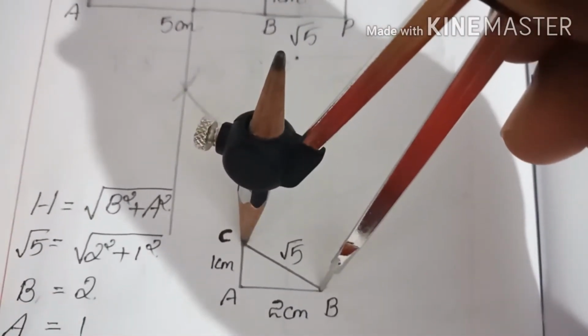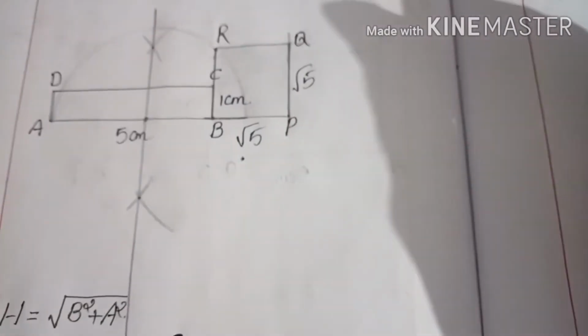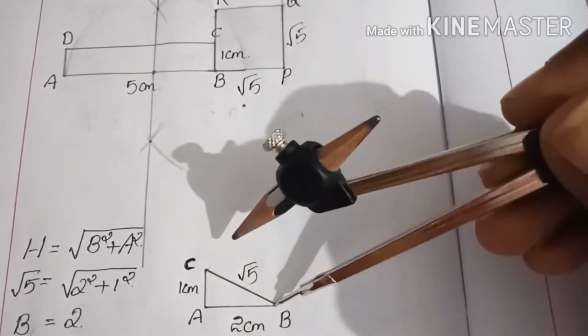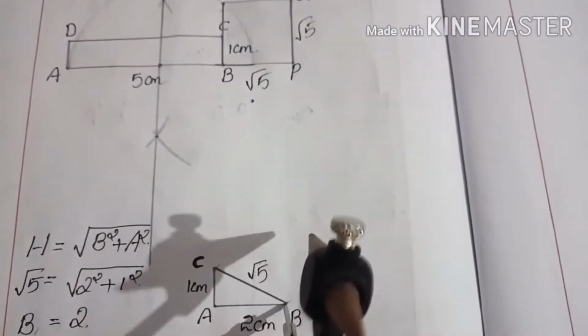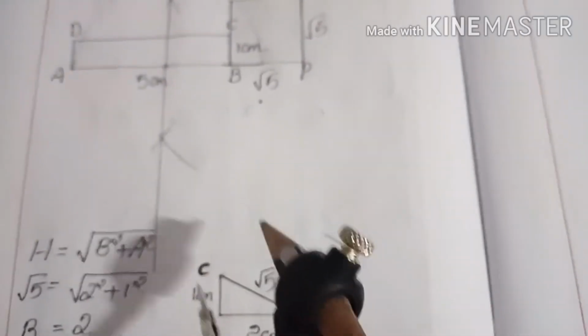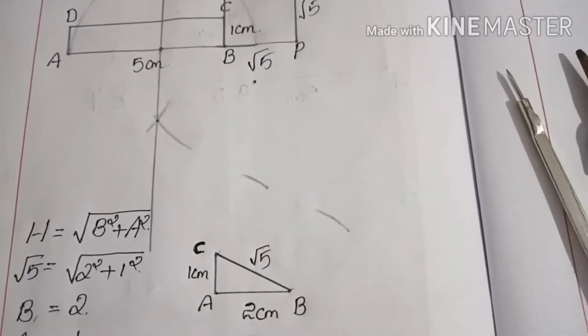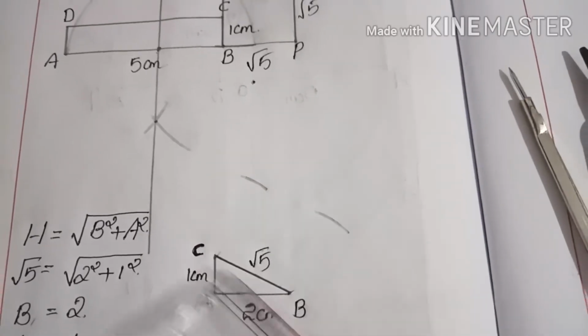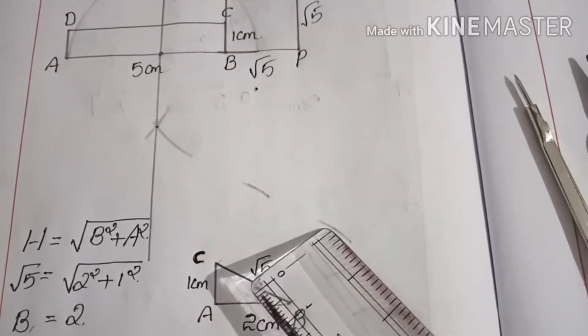So measure this root 5 in compass. You can check here also, you will get the same root 5. Now in these two sides, first draw arc like this. Then using protractor, measure 90 degree from B point and measure 90 degree from C point. Then you will get one straight line here. Then by joining those two endpoints, you will get one square.